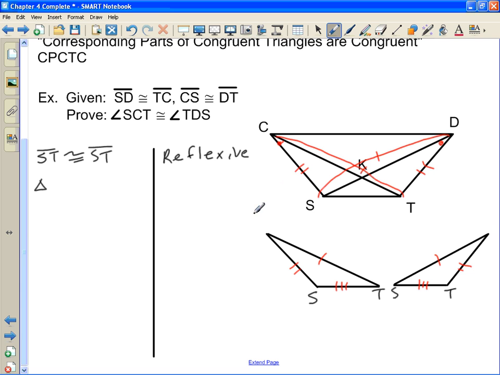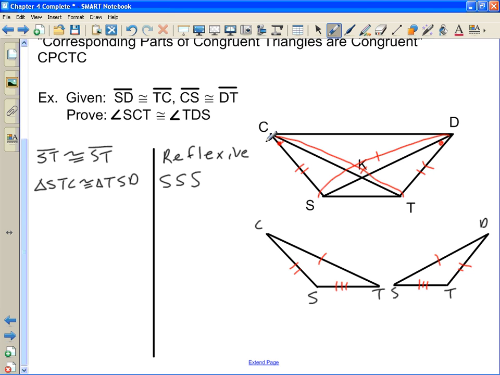So triangle, let's see, this was C and this was D. S is the same as T, so I want to say STC would be congruent, as the angle S here correlates to angle T here. So T would be the same as S, and C would be the same as D. So I've got these congruent triangles by side, side, side.